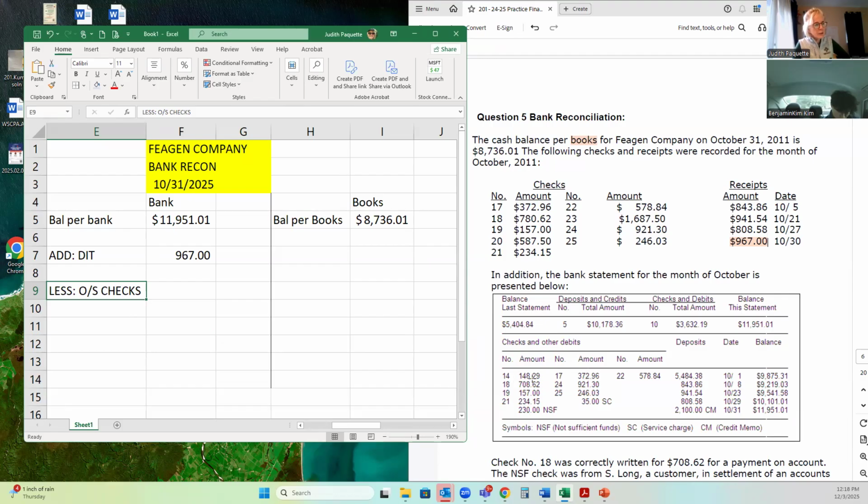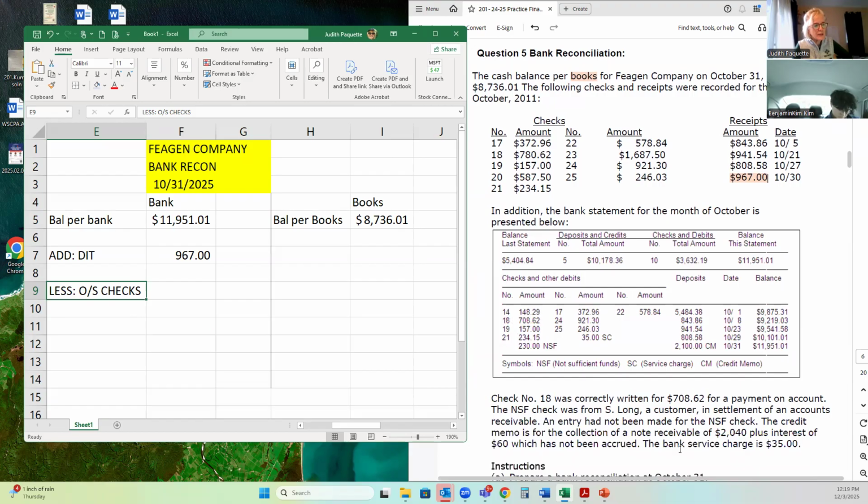Now 14, we're going to assume it's okay. It's cleared from a previous month. 18, 780, 62. 18 did clear, but it's a different amount. So you'll notice below that's addressed below. So let's hold off on 18. 19, 157 per the books. That cleared 157 per the bank.